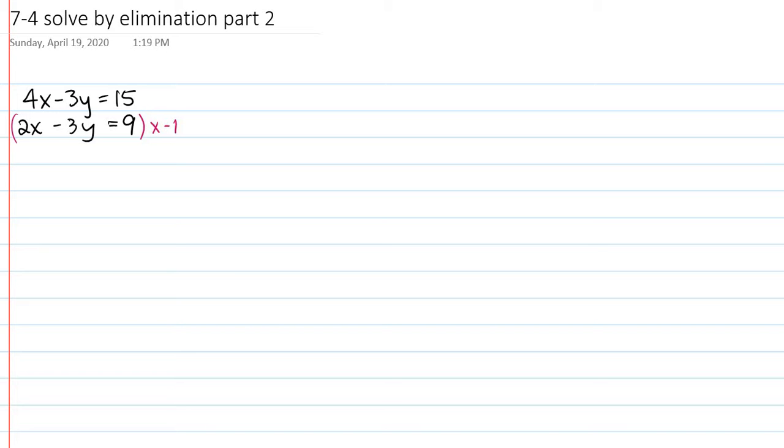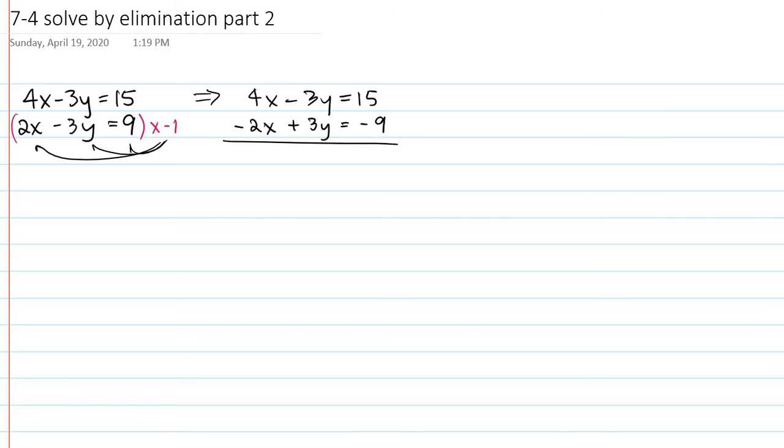And if you multiply everything by negative 1, in the first equation nothing happens, because we're just leaving it alone. But in the second equation, all of the signs change. So we now get negative 2x plus 3y equals negative 9, because we multiplied each term by negative 1. Now we do have coefficients that are opposites. So the negative 3y and the positive 3y now cancel out. We end up with 2x equals 6.